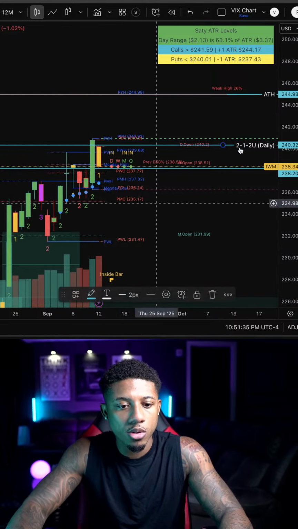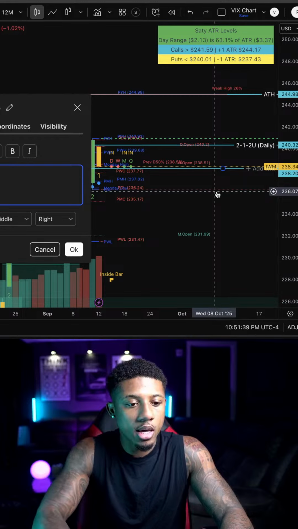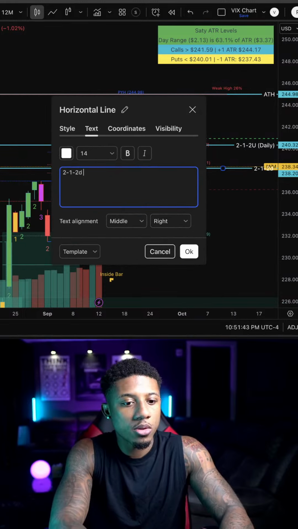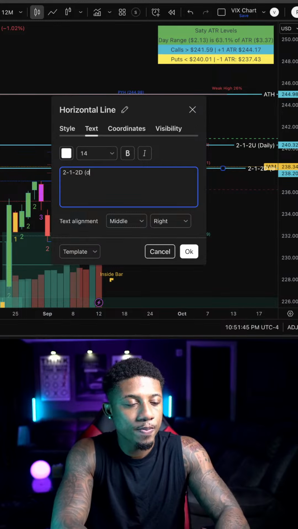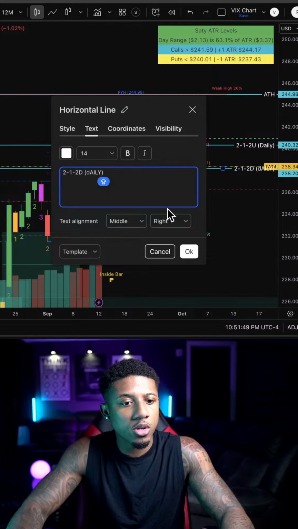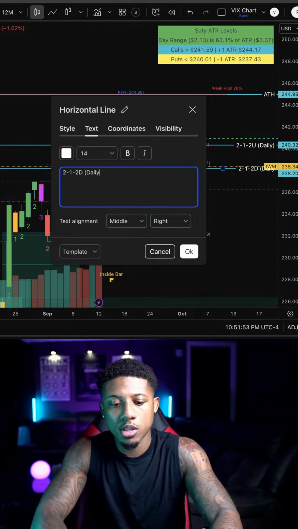Now this is not crypto, this is stocks. And then down here, this will be a 2-1-2 down on the daily. And this is how I mark my charts off. This is how I chart everything.